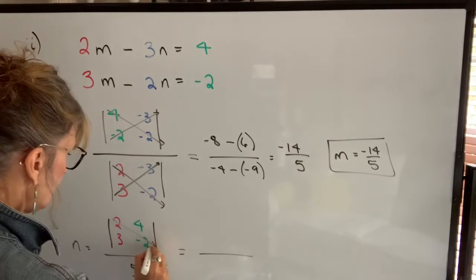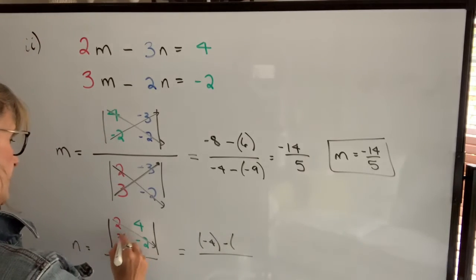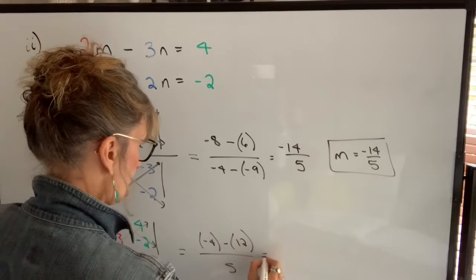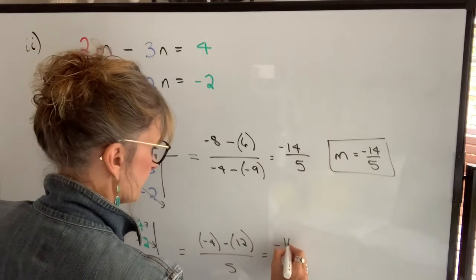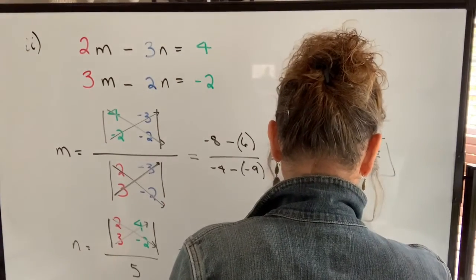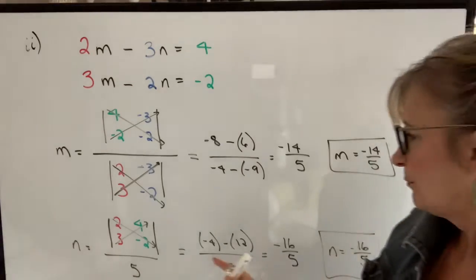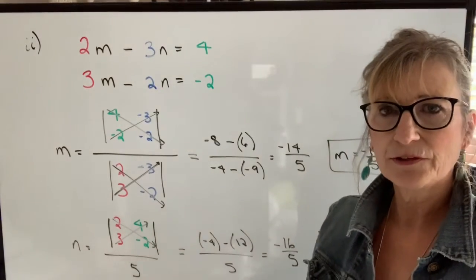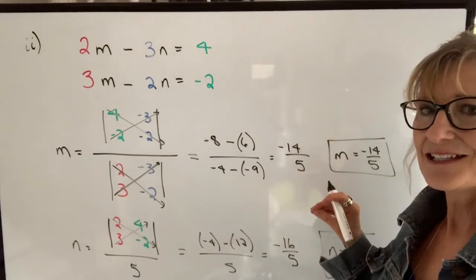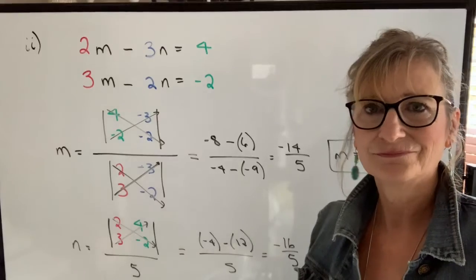So I have 2 times -2, which is -4, minus 3 times 4, which is 12, over 5. -4 minus 12 is -16 over 5. Even faster to calculate n, because we just had to do the numerator. We already had the denominator. So a fairly quick, easy method once you get the rule down.